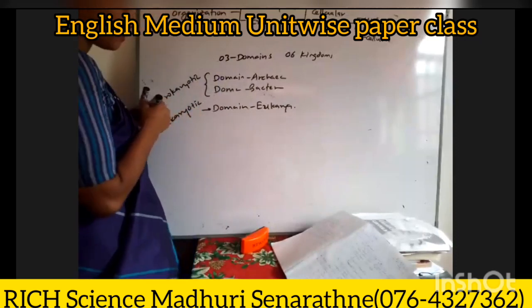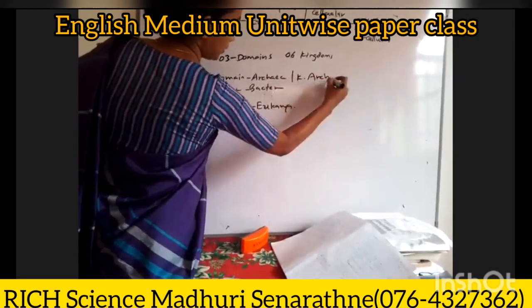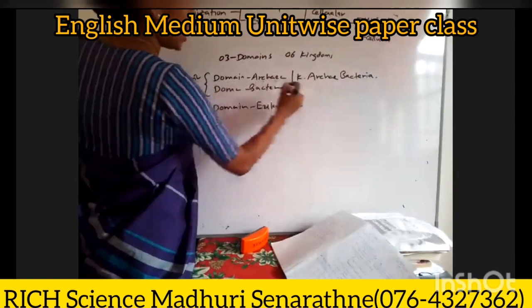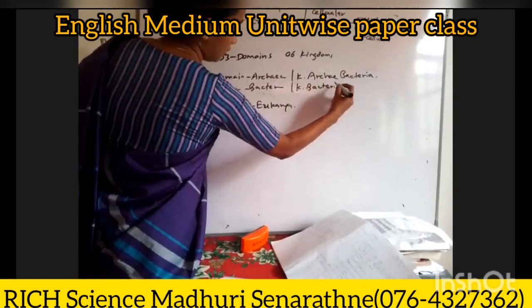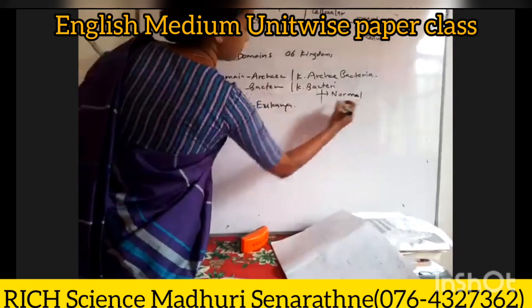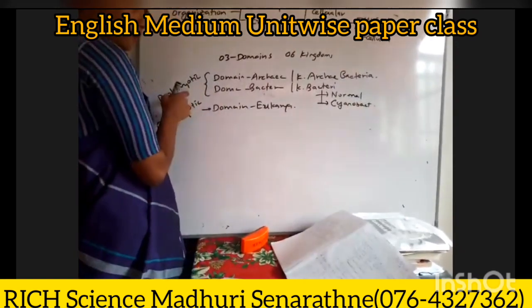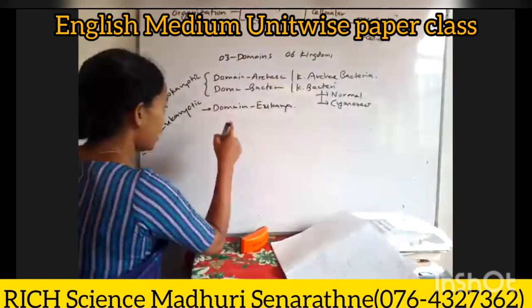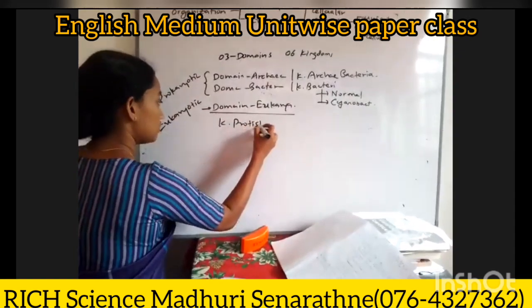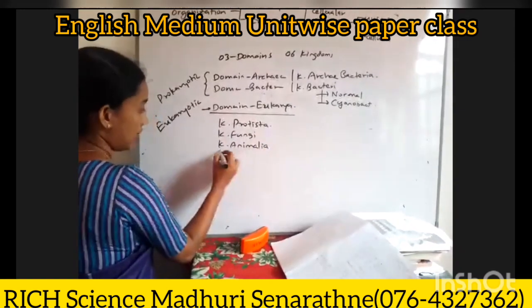Not a prokaryote. First one is archaebacteria. Archaebacteria means domain Archaea, kingdom Archaebacteria. And Cyanobacteria is a group of bacteria under the kingdom Bacteria. We are talking about normal bacteria like Rhizobium, Escherichia coli, and Cyanobacteria. So Cyanobacteria is also a prokaryote. Protista is the answer because under the domain Eukarya, we are talking about 4 kingdoms: kingdom Protista, kingdom Fungi, kingdom Animalia, and kingdom Plantae.